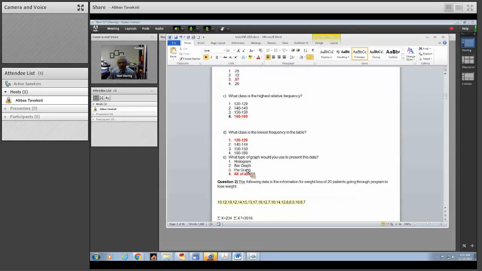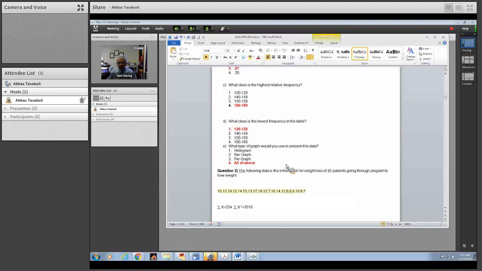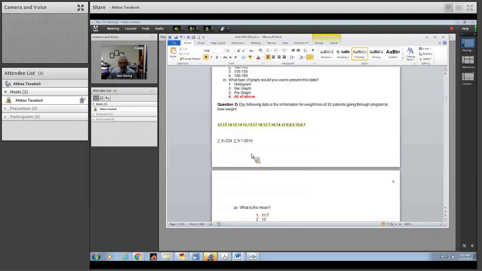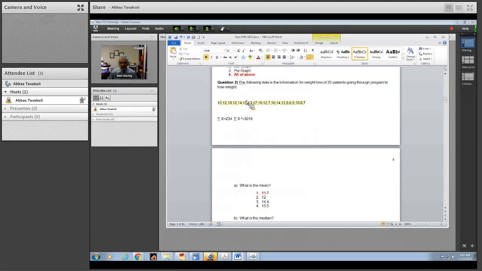And what type of graph would you use to present this data? Histogram, bar graph, or pie graph? You can actually use all of these graphs, and more. So the correct answer was all of the above.